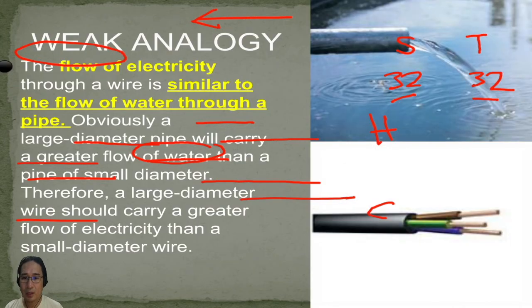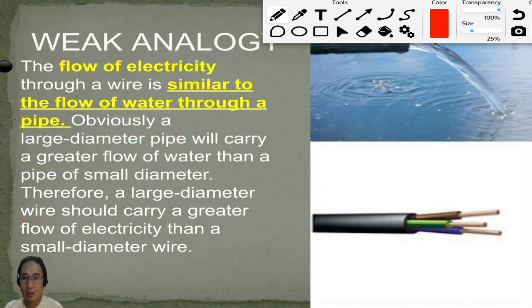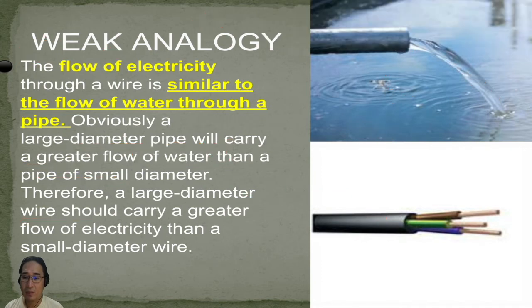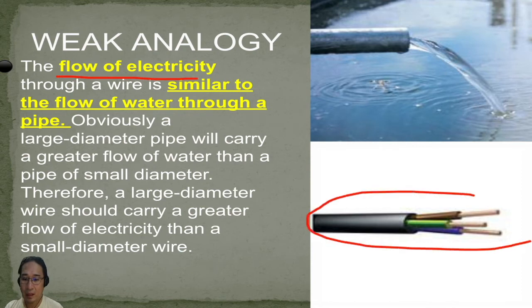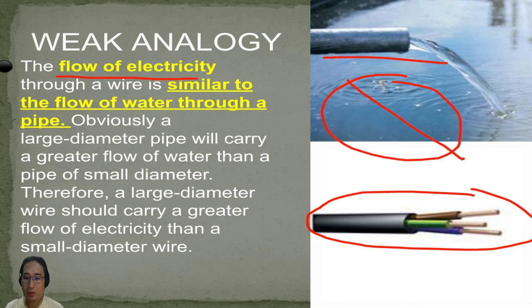Another example for weak analogy is we compare two variables again. The flow of electricity through a wire is similar to the flow of water through a pipe. They say the flow of electricity here is the same as the flow of water in this pipe. Obviously, a larger diameter pipe will carry a greater flow of water than this one. This is the diameter, for example, of the water, the width of the circle. The large diameter pipe will carry a greater flow of water than a pipe of small diameter.